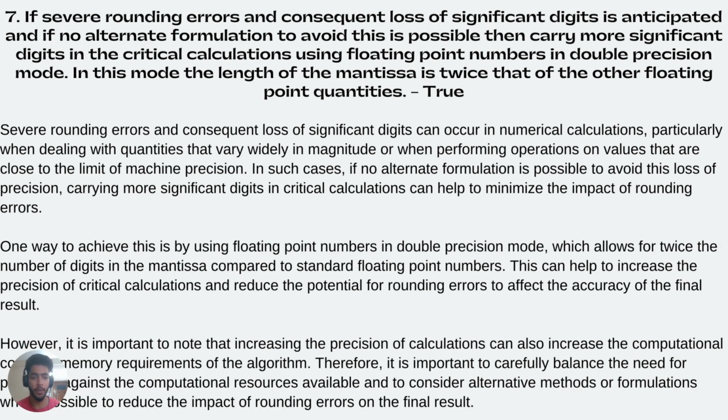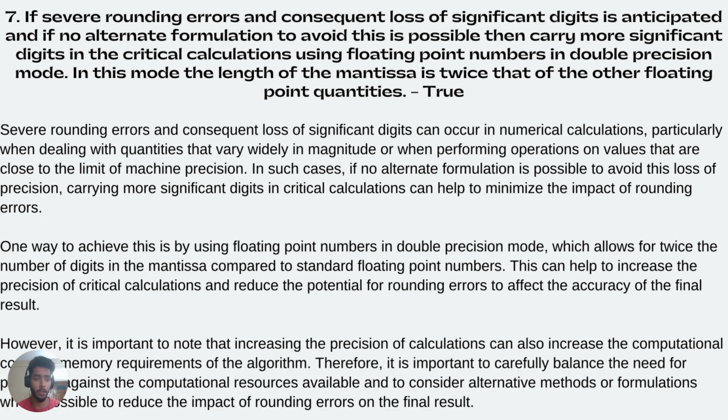If severe rounding errors and consequent loss of significant digits is anticipated, and if no alternate formulation to avoid this is possible, then carry more significant digits in the critical calculation using floating point numbers in double precision mode. In this mode, the length of the mantissa is twice that of the other floating point quantity.